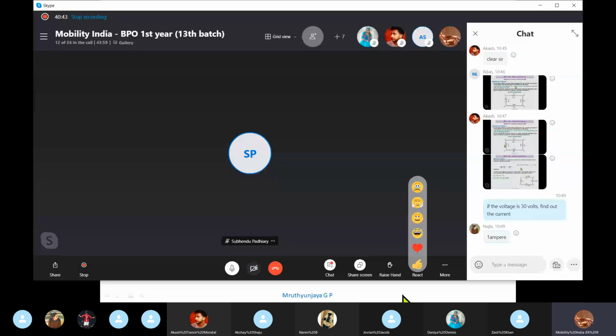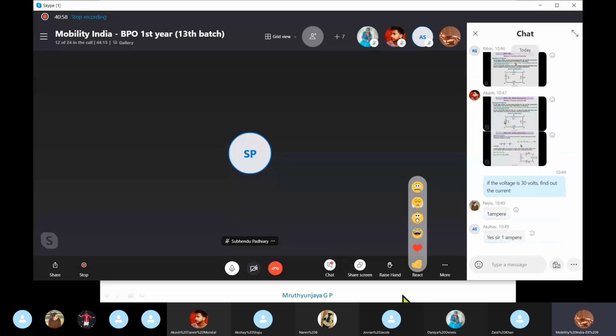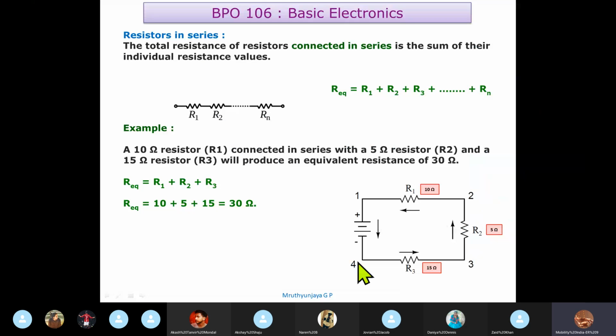1 ampere, beautiful. Nitla has answered it quickly. Others? I equals V by R, typical application of Ohm's law to this circuit. V is 30 volts, R is the total resistance we have to consider. So 1 ampere current will be flowing through this circuit. If this is 30 volts, 1 ampere current will be flowing.